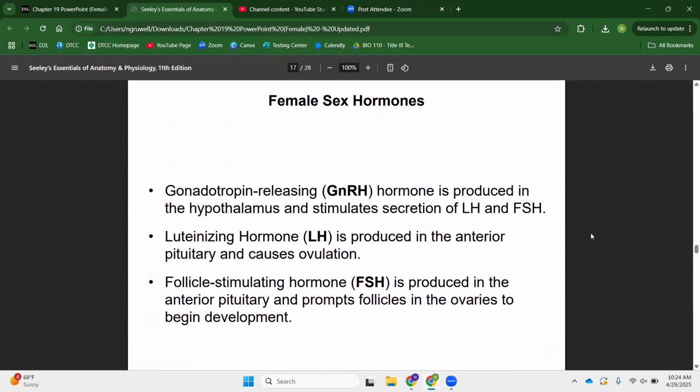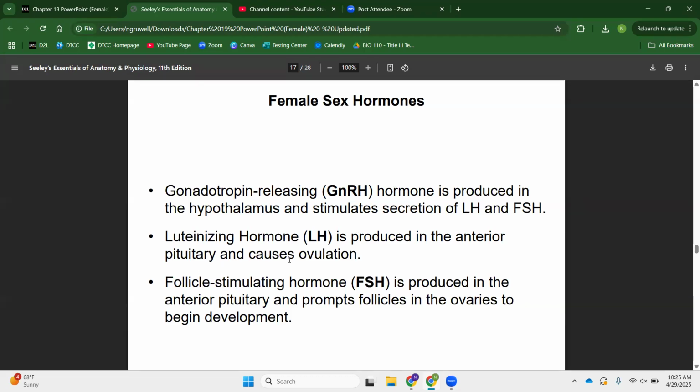So this slide should look very similar from the male reproductive system lecture, but obviously we have a little bit of a different function going on here since we have different anatomy. So we still start with the same first domino. GnRH, gonadotropin releasing hormone, is still going to be our first domino. Remember, this is produced in the hypothalamus because it's a releasing hormone, and it's going to knock over our next two dominoes, LH and FSH. So both LH and FSH come from the anterior pituitary.